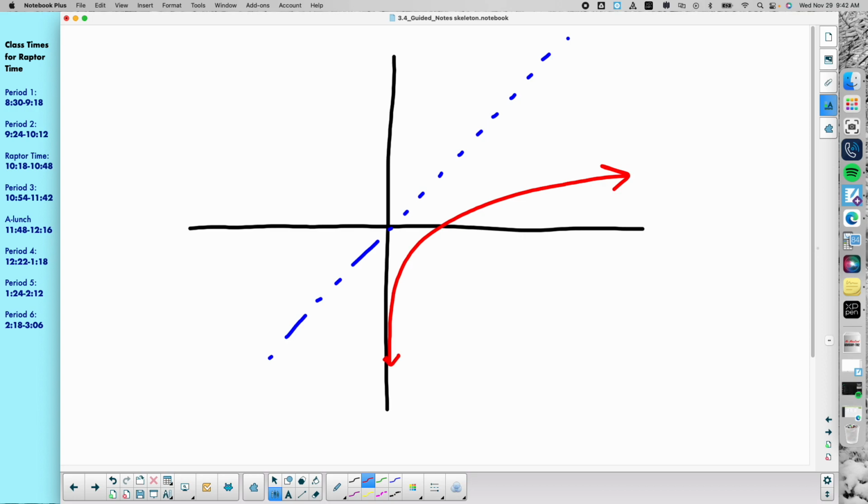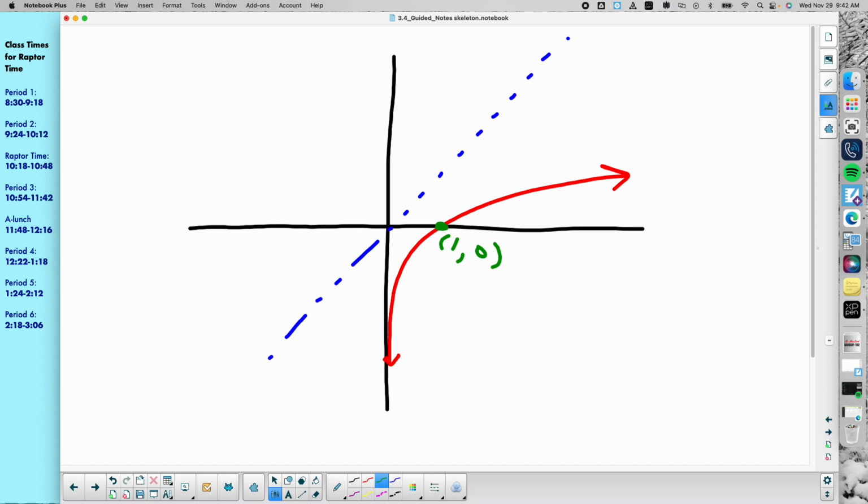So if I draw ln of x, we know one of the points would be (1, 0). Now, if I do a mirror image around this dotted line, it's much easier if you do it on paper, because you can rotate your paper so that the dotted line is straight up and down, and then it's very easy to draw mirror images that way. On here, not as much, but it's not terrible.